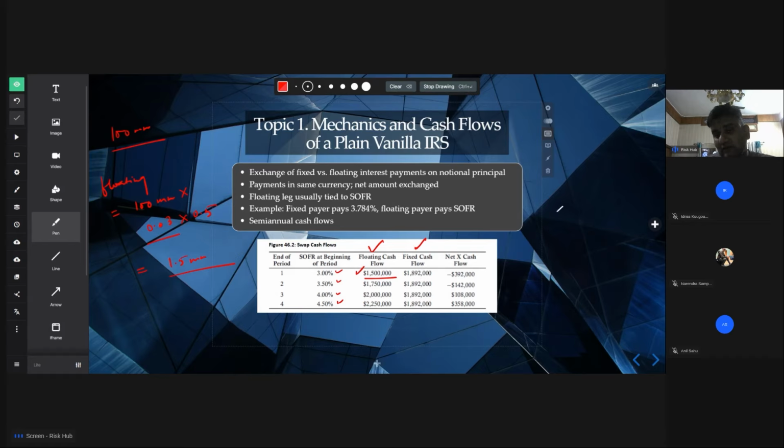How did I get the fixed one? Your 100 million multiplied by 0.03784, multiplied by 0.5. Then I got 1.1892 million, which is this. So ultimately you subtract: floating minus fixed is this. Two values are negative, two values are positive. Ultimately, the logic is the same. The only thing was that I had taken the principal amount wrong. The principal amount is 100 million in both cases. Then you multiply with the floating rate in one case, and the fixed rate in the other. Ultimately, you multiply by 0.5 also because it's a semi-annual cash flow.